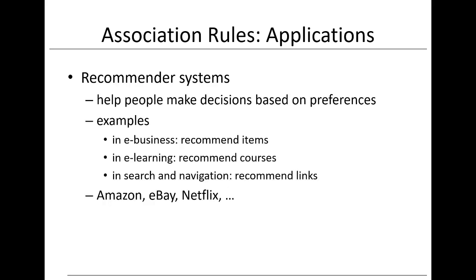Association rules can also be used to build recommender systems that help people make decisions based on preferences. Recommender systems are used in e-business to recommend items, in e-learning to recommend courses, and in search and navigation to recommend links. They are commonly used by companies such as Amazon, eBay, and Netflix.